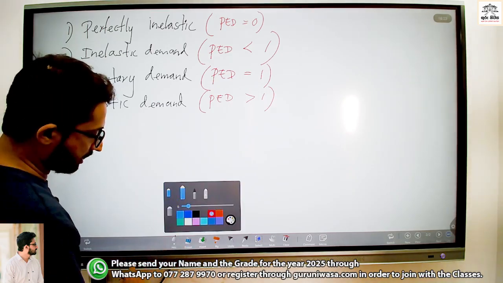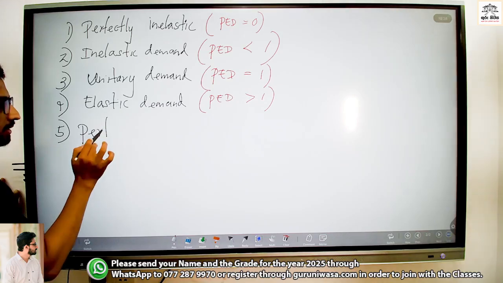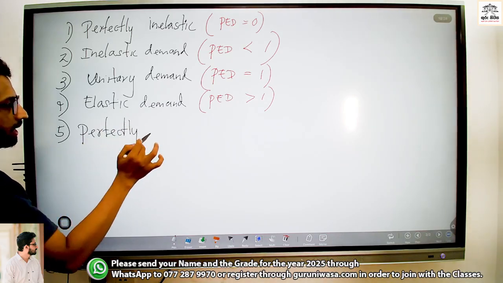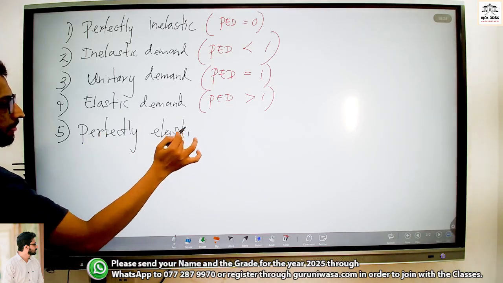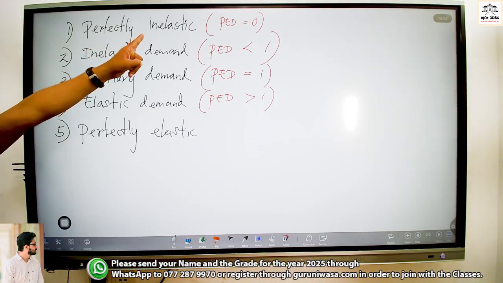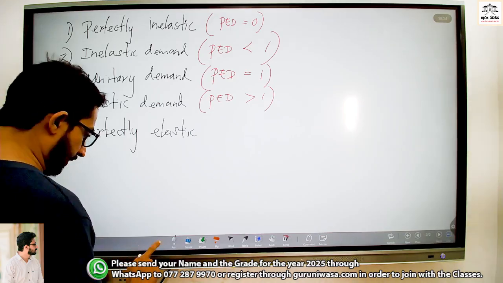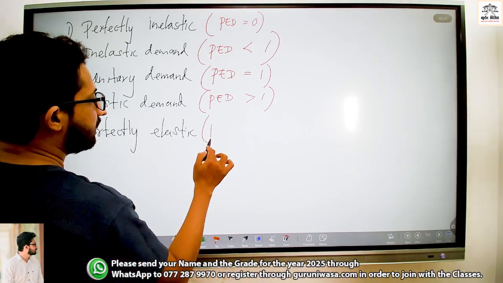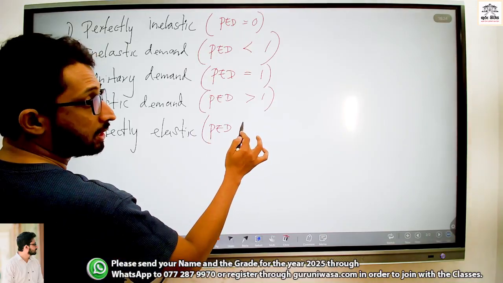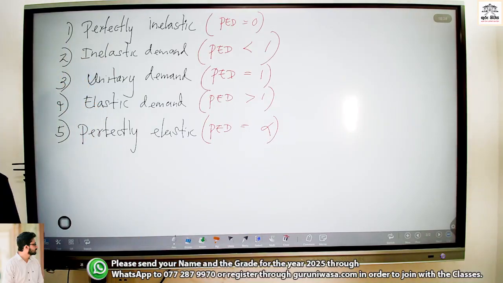Last one, write down. Fifth category is perfectly elastic. First one and fifth one are different. What is the first one? Perfectly inelastic. Last one, elastic. Perfectly elastic, PED value is how much? Infinite. Sorry, perfectly elastic means infinite. I'll show you how this infinite value comes.